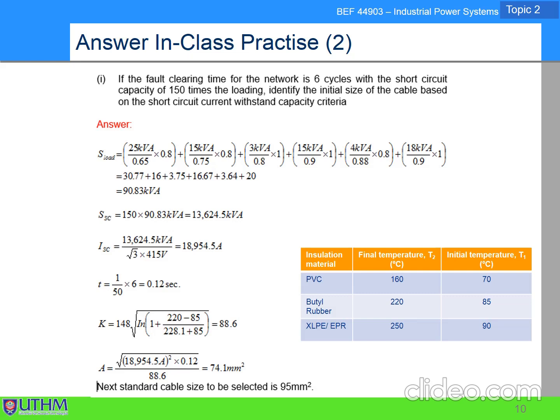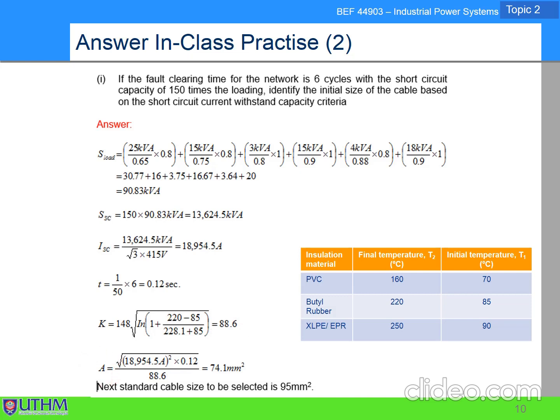Next we have to calculate the value of K, by using the equation from the previous slide. We have to check the value of the final temperature and also the initial temperature. I put the table here for us to refer. For this question, refer to butyl rubber. The final temperature is 220 and the initial temperature is 85. So put all the values in the formula and we get the value of K, which is 88.6.